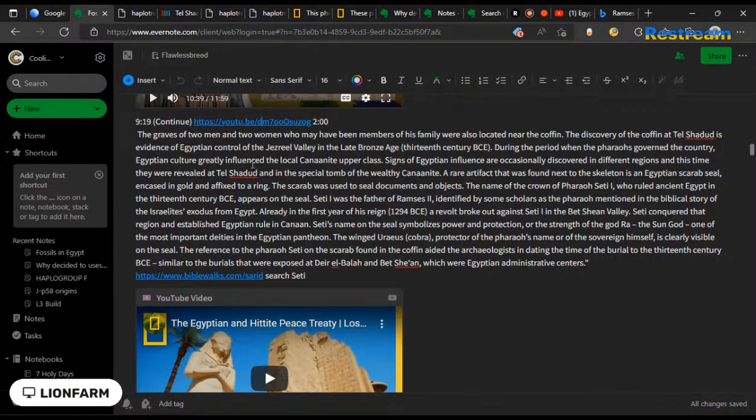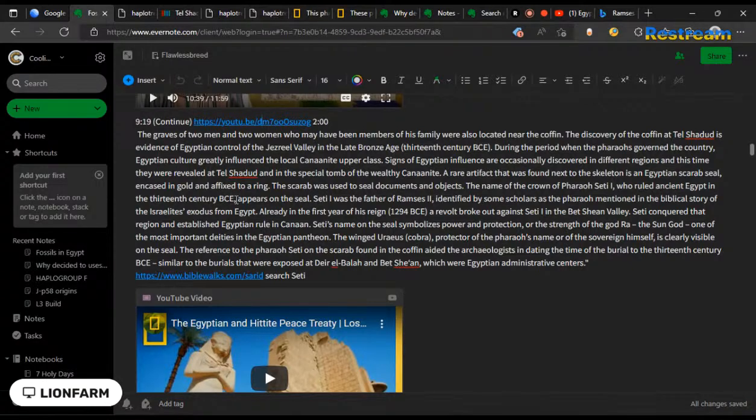Egyptian culture greatly influenced the local Canaanite upper class. Signs of Egyptian influence are occasionally discovered in different regions of this time. They were revealed at Tel Shadud. The one that we found, in the special tomb of the wealthy Canaanite. Just talk about the ancient rare artifacts. What did it have? The name of the crown of Pharaoh Seti the First, who ruled ancient Egypt, in the 13th century BC.